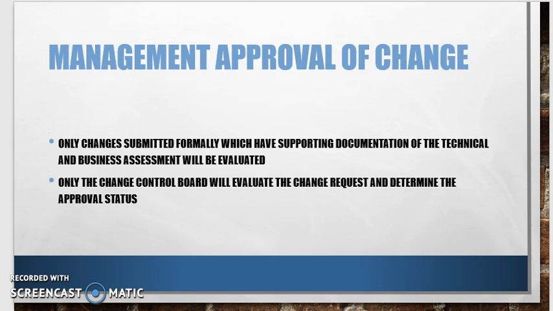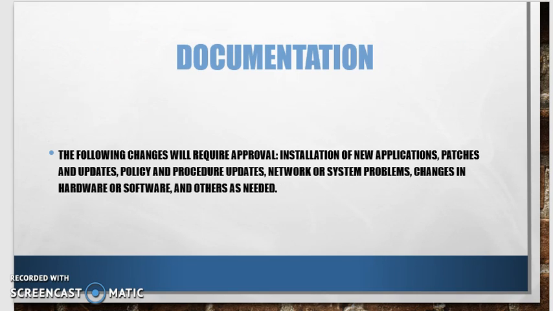Then you're going to get management approval of the change. So after the technical and business assessment is done, it's going to go to the change control board, and only changes that have been submitted formally and they have the supporting document of the technical and business assessment are going to be evaluated by the change control board. And then they will make a decision about the type of approval status.